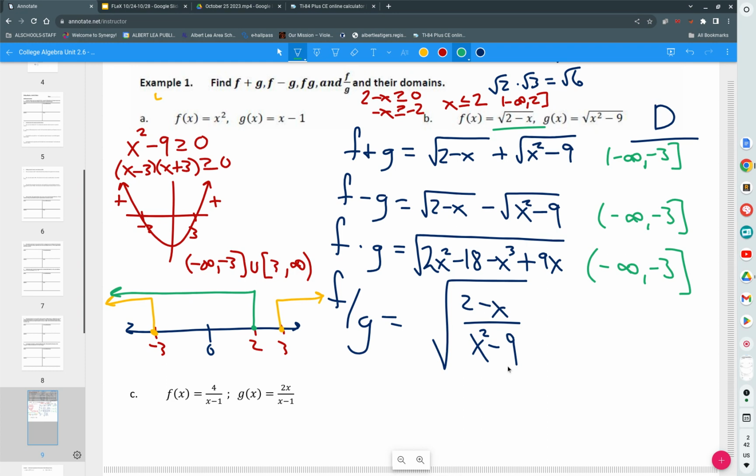How about the last one? Talk to your partner, 30 seconds. How is the last one going to be different? See if you can figure it out. Go.